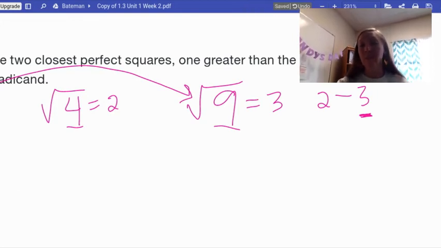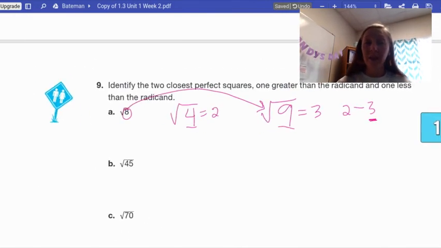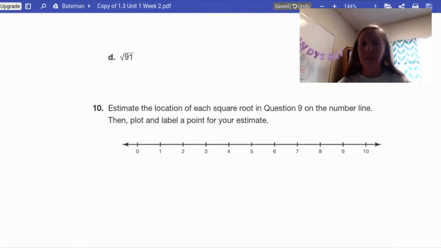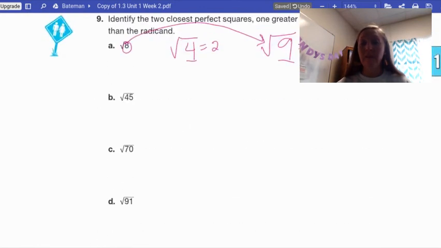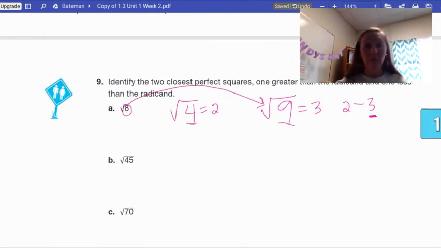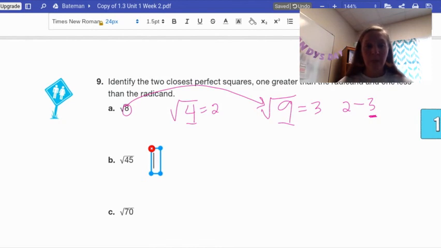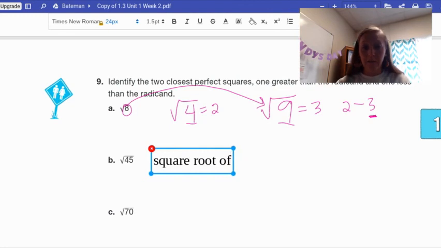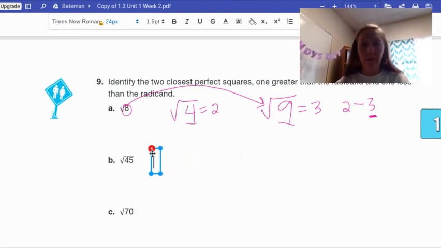But you'll be using your digital calculator to help you come up with those numbers for your estimates and then placing them here on the number line. If you have a writing tool like I do, like I said, you can just write on the Kami. If you do not have a writing tool, you can use the text box and you can type here. You can even just put square root of and your numbers if it's hard for you to get a radical drawn.